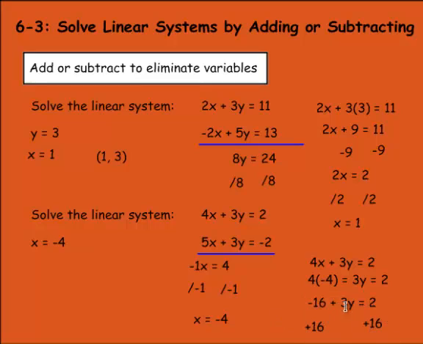Therefore, I would have, I'm going to write this over here, 3y equals 18. Divide both sides by 3. Therefore, y would equal 6. Then if I write my coordinate point, it would be negative 4 and 6 for my answer to this system.